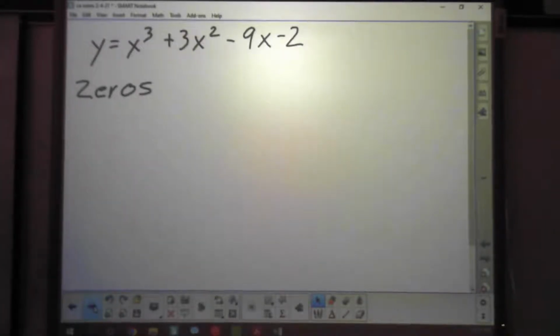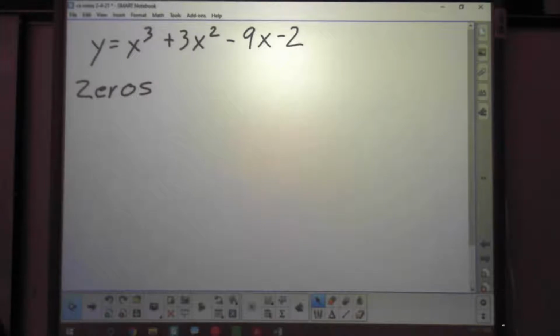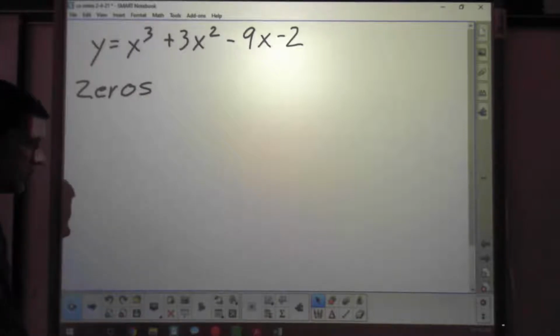So now let's take a look at this guy here. Notice I just wrote zeros. We're still going to find everything else. I just wrote it on the next page because I wanted to start by talking about the zeros of this guy: y equals x to the third plus 3x squared minus 9x minus 2.